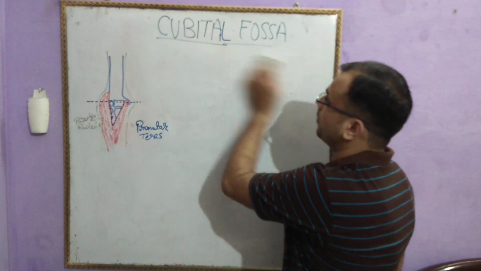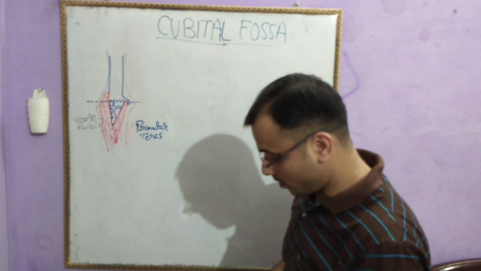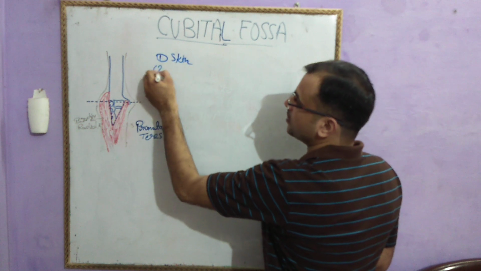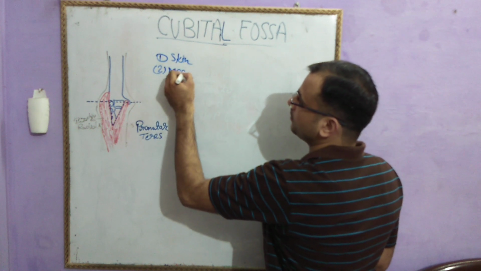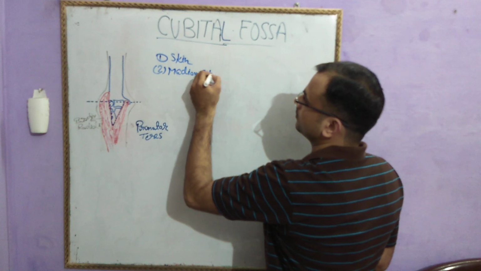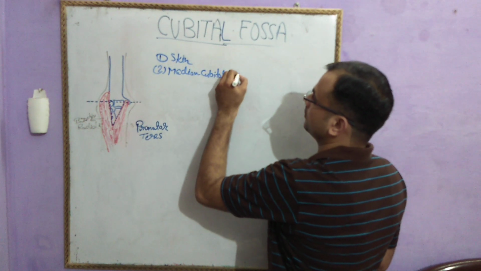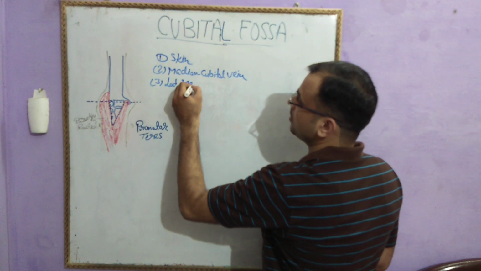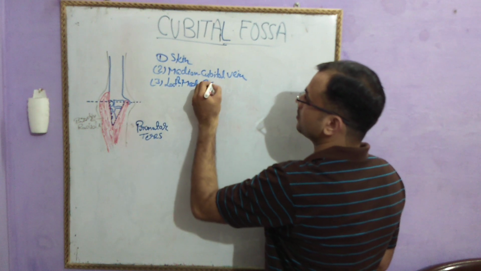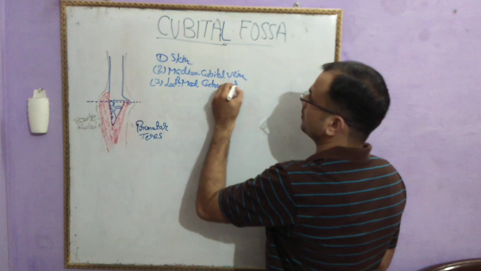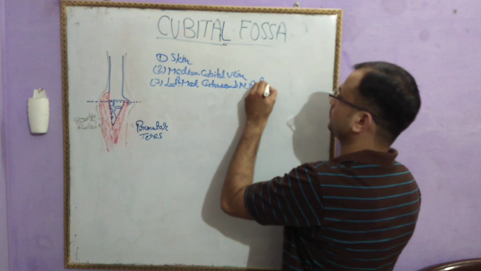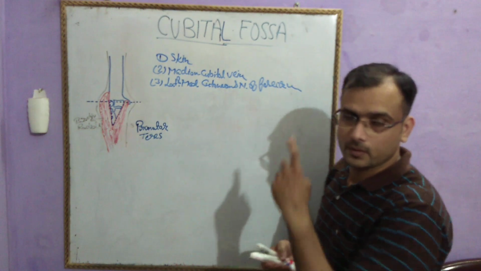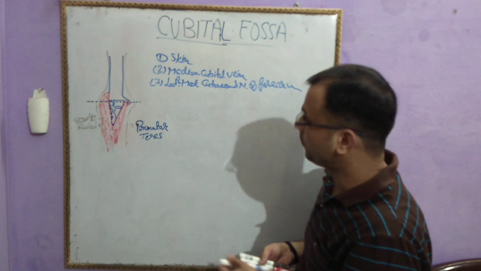Now we will talk about the roof of the cubital fossa. The roof of the cubital fossa is formed by the skin, superficial fascia containing the median cubital vein, and the lateral and medial cutaneous nerve of the forearm. Now we will draw the diagram of the roof of the cubital fossa.